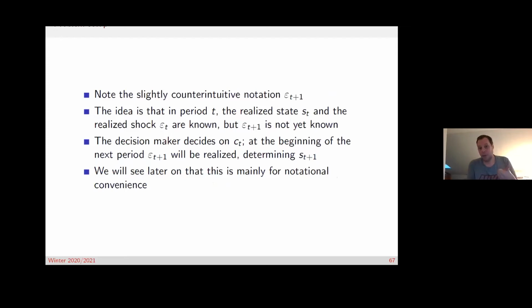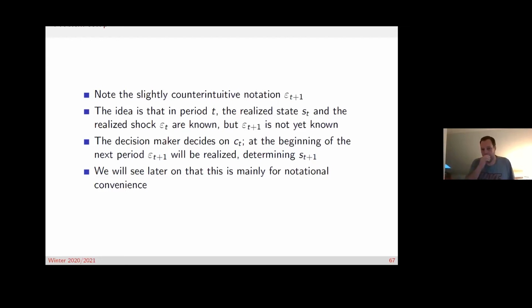This is, for example, we'll see this later on, the history of the process, but this is also the state that we are in now, the current state. And choosing the optimal control, we will then, given the realization of the random variable, be aware of what the state in the next period will be.